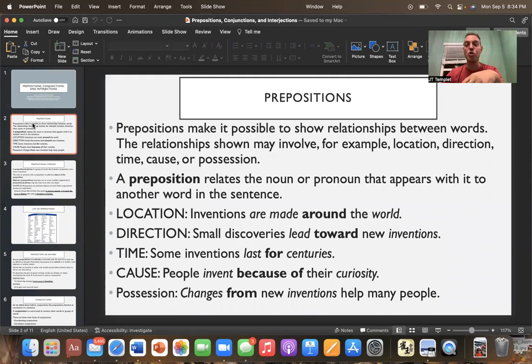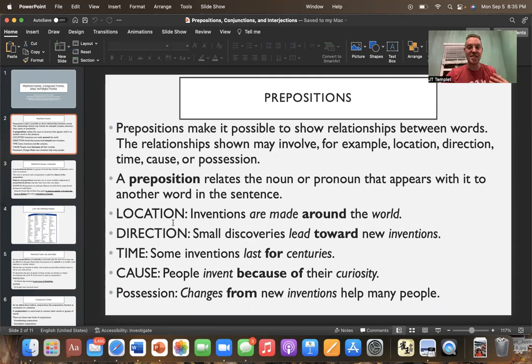Prepositions make it possible to show relationships between words. The relationships shown may involve, for example, location, direction, time, cause, or possession. We use these a lot, right? In, on, left, right, above, below. A preposition relates the noun or pronoun that appears with it to another location in the sentence.